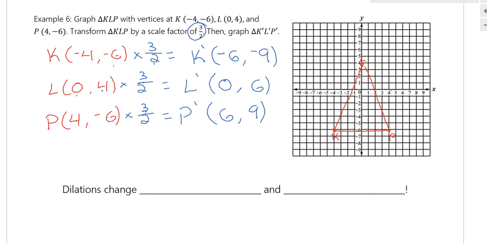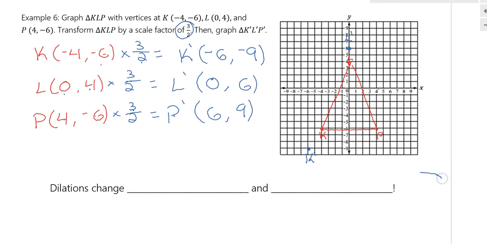Okay. So I'm going to graph these new points. K prime is at -6, -9. L prime is at 0, 6. And P prime is at 6, 9. I'm going to connect all of these. For our new triangle, again, you can see that it just got bigger.